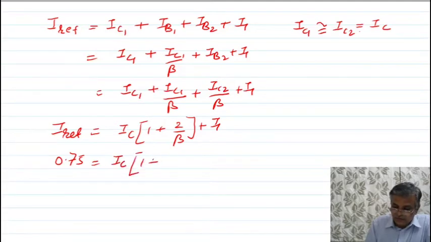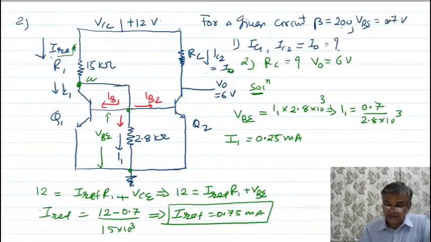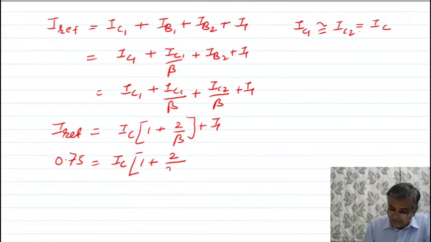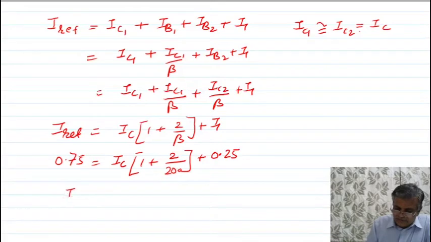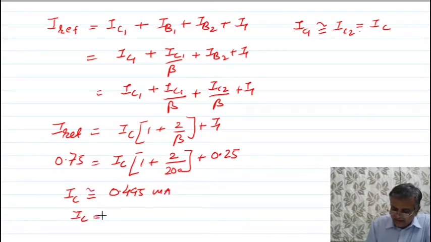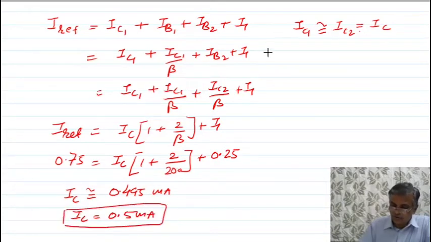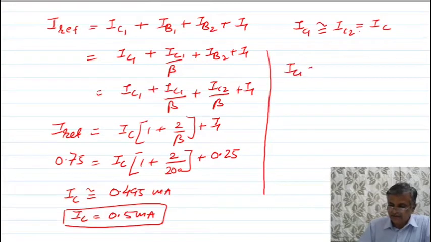IC1 equals 1 plus 2 upon beta. See, beta they have given 200. So I am writing 200 plus, this is 0.25. If you do this calculation, I am sure you will get nearly 0.495 milliampere, or I can write it is 0.5 milliampere. So your answer is IC1 is equal to IC2 is equal to 0.5 milliampere. This is the first answer.